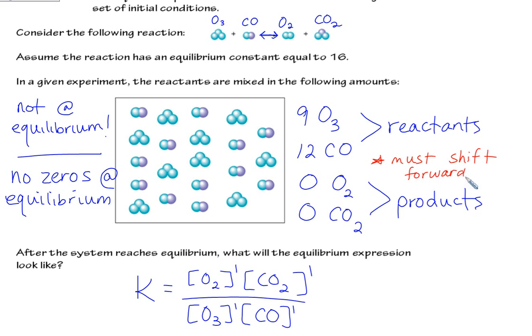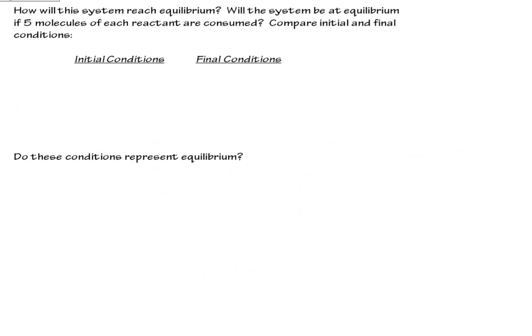I mean, if we're at equilibrium, we have to have some products. So initially, we need to favor the forward reaction and get some products. Okay, so when it says, how will this system reach equilibrium? Let's make note of that again. How will this system reach equilibrium? We have to shift forward.